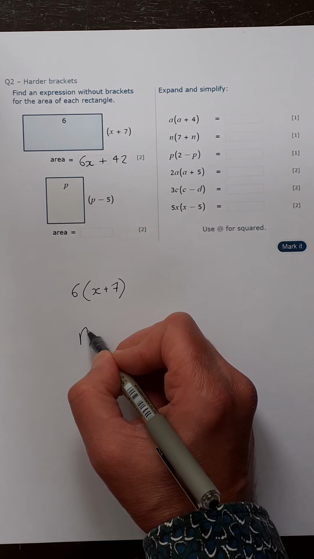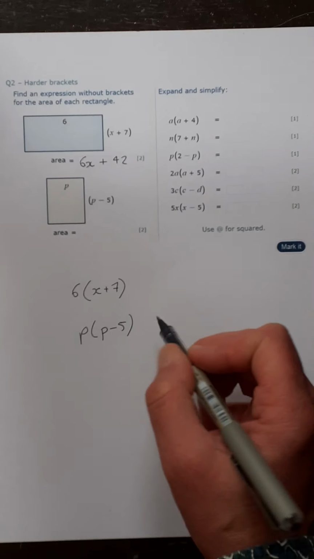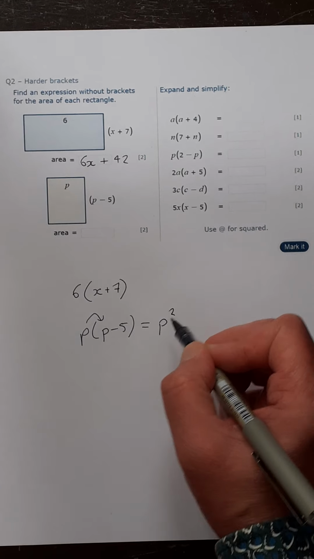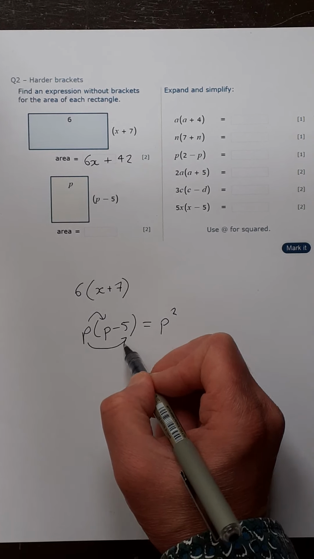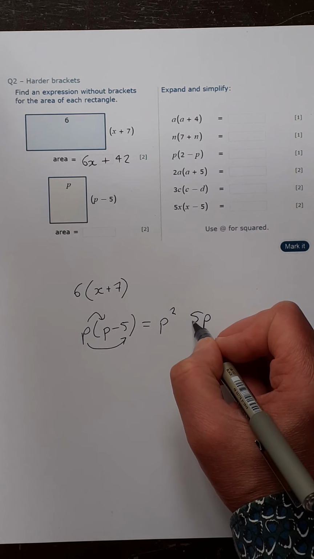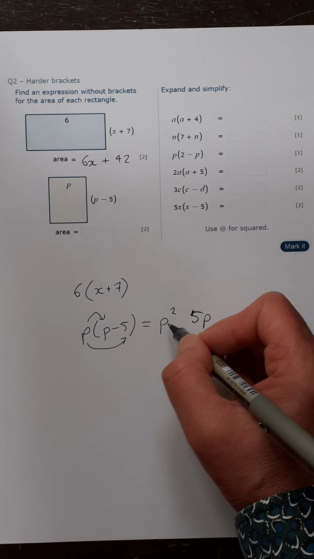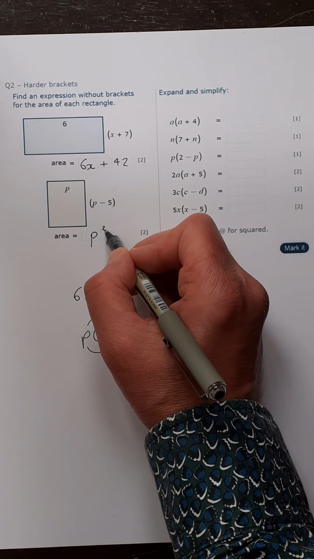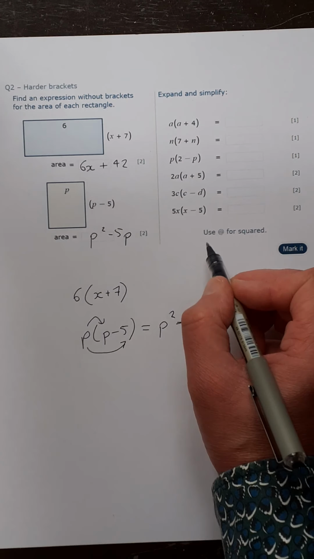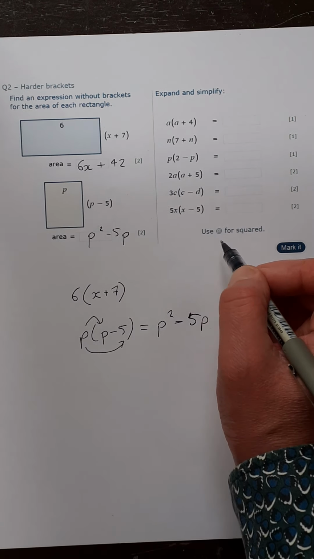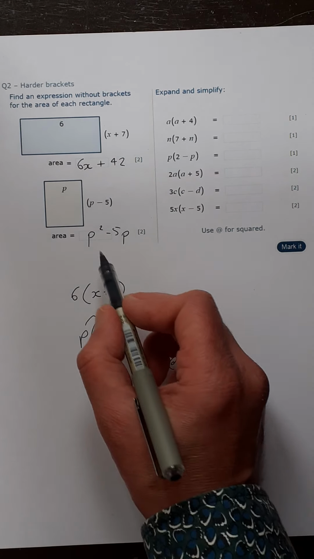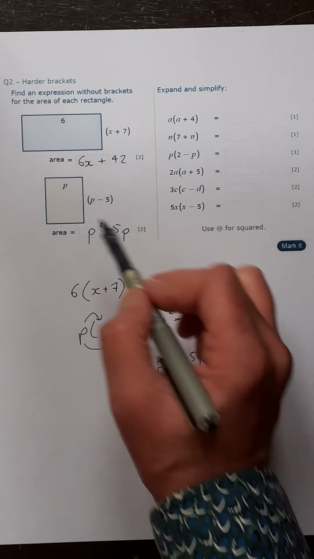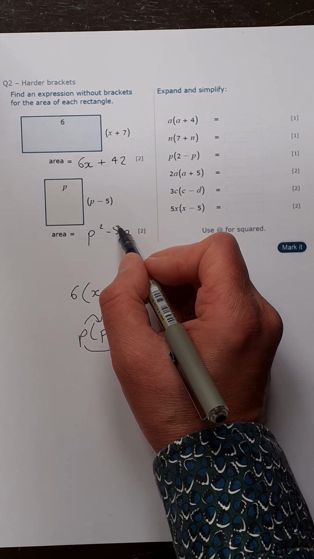Okay, and then p lots of p take 5. Well, p lots of p is p squared. Remember, p times itself, p squared. p lots of 5, 5p. Not p5, 5p. We're going to put the number in front of the letter because we've got a negative there. So when I come to type this in, I'm going to say p squared take 5p. But it says use the at symbol for squared. So I'd actually type p at, and it's going to come up as a squared when you type it in, take 5p. Just because My Maths is a little bit funny in terms of superscripts and subscripts.